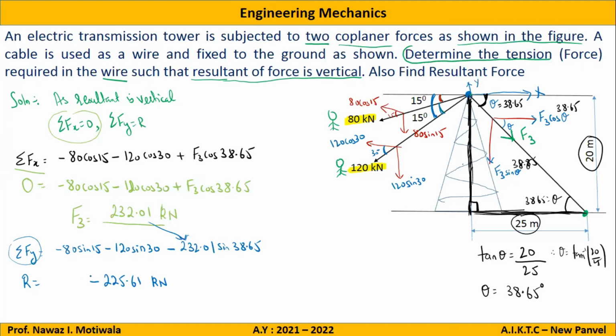Sir, answer is minus 225, yes. Now what does this minus indicate? R का answer तो आ गया minus 225, so what does it indicate? Negative direction of y. So question number क्या बोला था, resultant is vertical, so I will make it like this, it is vertical, R is equal to 225.61 और minus को मैंने क्या लिखा, नीचे की तरफ arrow दिखा दिया, it is going downwards.